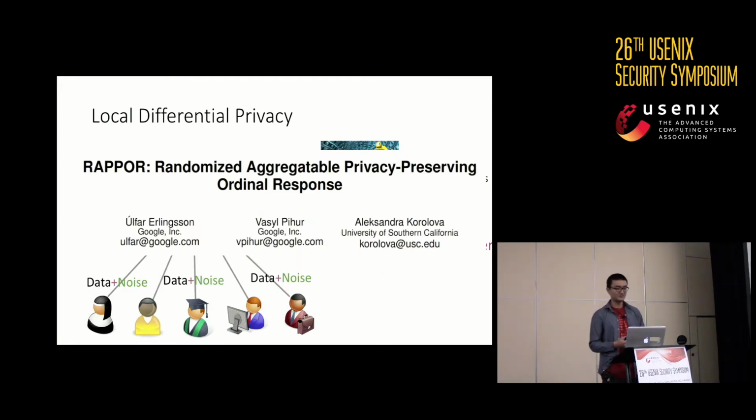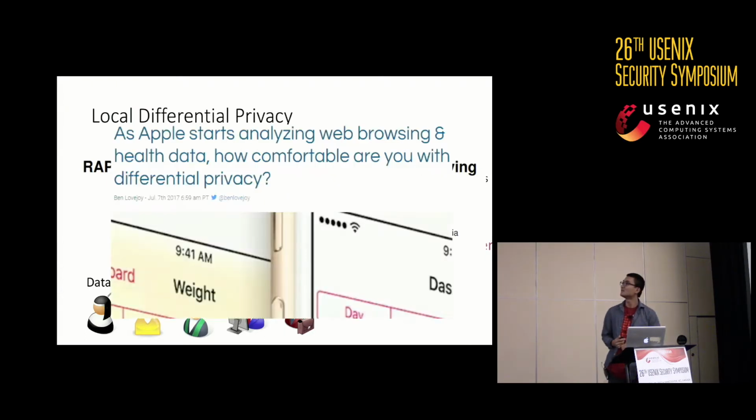And we have seen some working systems. This one is called RAPPOR, which was proposed by Google. It is an extension of Google's Chrome browser to collect user browsing behavior statistics. And also Apple, I think maybe some of you were in the talk this morning, is starting to collect and analyze user health data, spelling data, frequent emoji, and things like that.